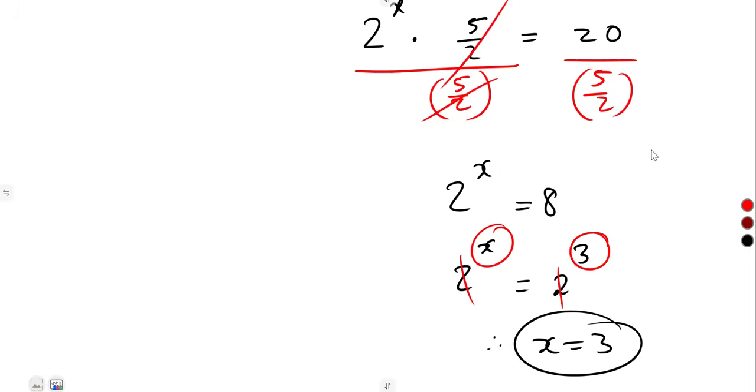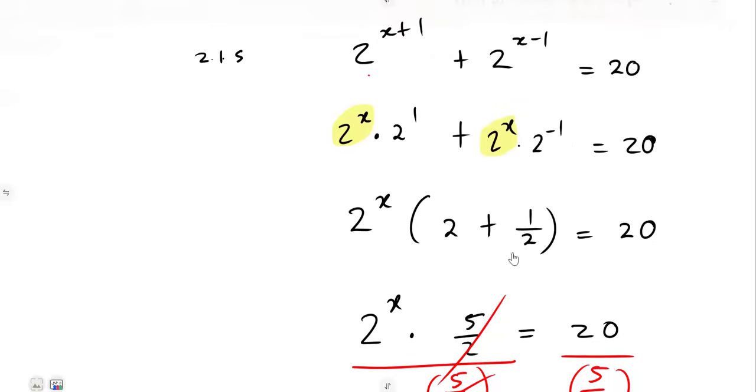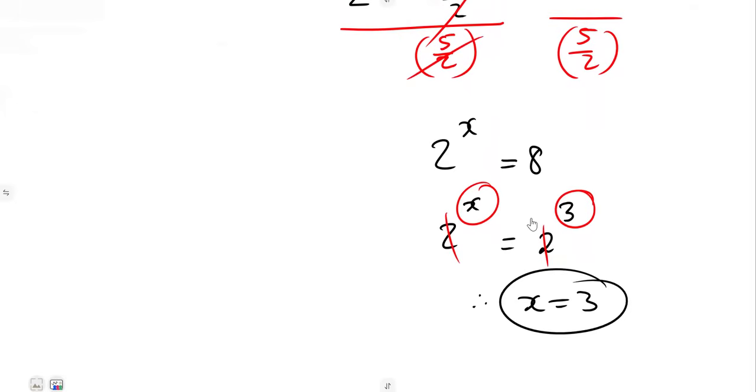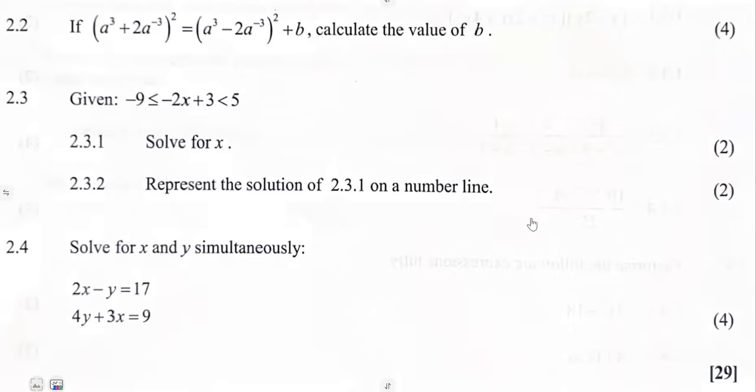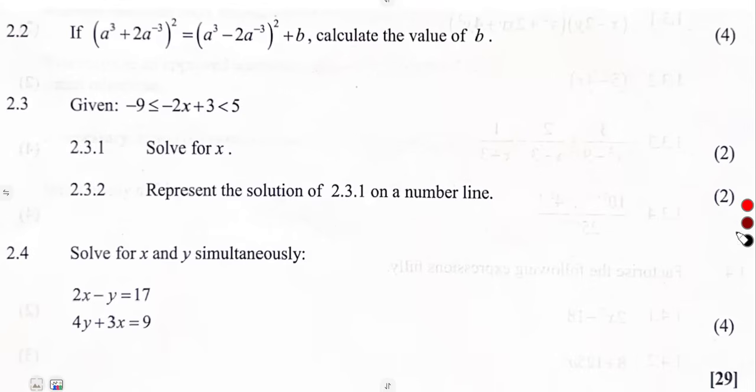So it's a matter of playing around with questions, all right? It's a play around with your questions. So that was it on 2.15 with the 5 marks, all right? Then 2.2, we are given to calculate the value of b from this. It is just like an equation that you're given there. Let us just try to play around.